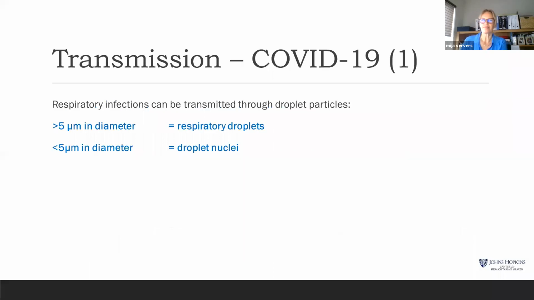Next, please. So very briefly about the transmission, what we know so far. There are two ways of transmitting COVID, the coronavirus. And it depends a bit how it's transmitted on the size of the particles. If it's a bigger particle, then it's more the respiratory droplets. If it's a very small particle, then it's a droplet nuclei. I will explain that in the next slide.